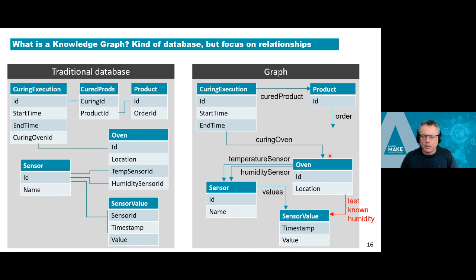Another advantage of graph databases is that they can include, without any structural modification, additional information, like for instance the one that I show now, the last known humidity. Obviously that is just the oven going through the humidity sensor, and that is my humidity sensor, and then the sensor says, these are my values, and the one with the highest timestamp is the last known humidity. Quite obvious from a reasoning point of view, but quite difficult to store all this additional information in a traditional database.